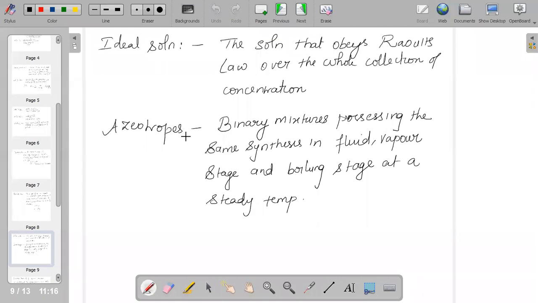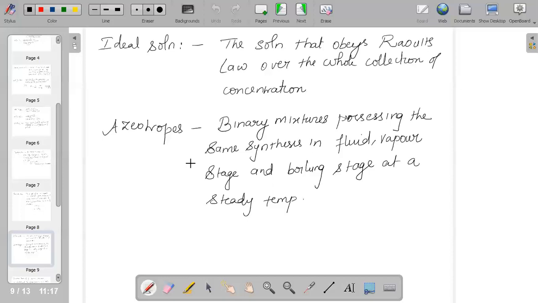And one more concept we have is azeotropes. What are azeotropes? Azeotropes are binary mixtures possessing the same composition in liquid and vapor phase and boiling at a constant temperature. The components of an azeotropic mixture cannot be separated by the method of fractional distillation.